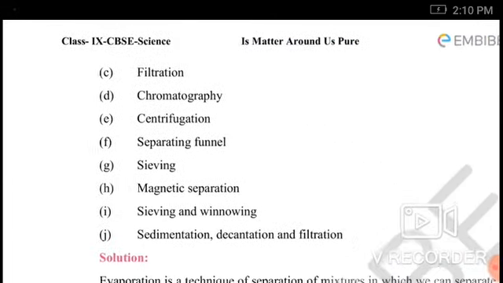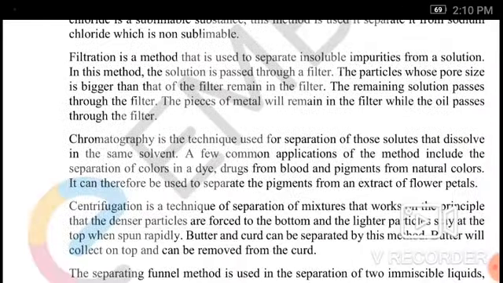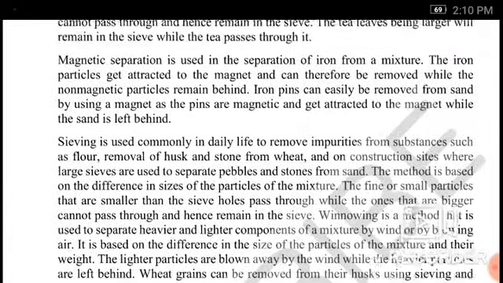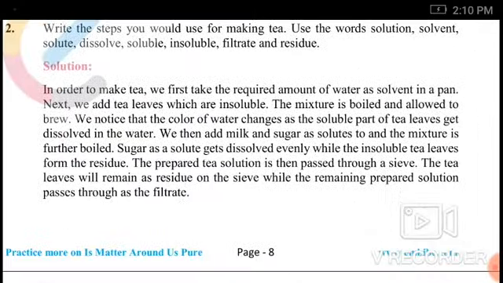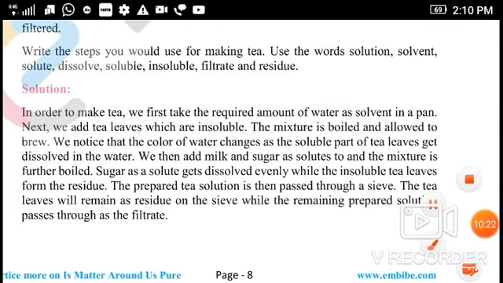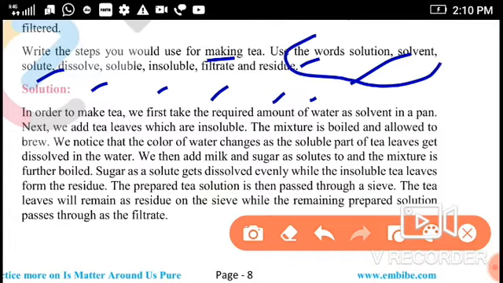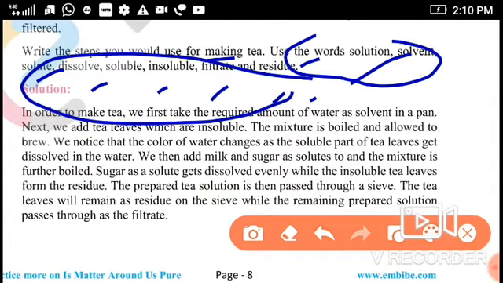Okay, now the next question is filtration. Okay, this is completed. Now the next question is the second. Write the steps you would use for making tea. Use the words solution, solvent, solute, dissolve, soluble, insoluble, filtrate and residue. Means you will use these terms, and you have to write the steps while making tea.